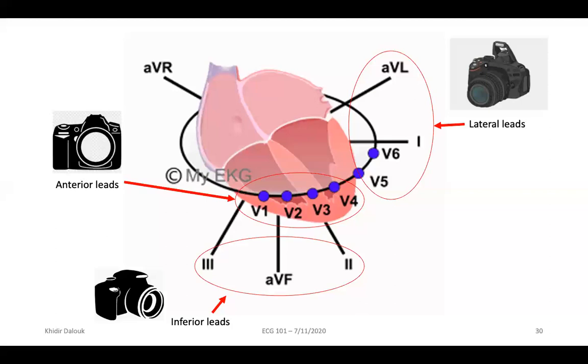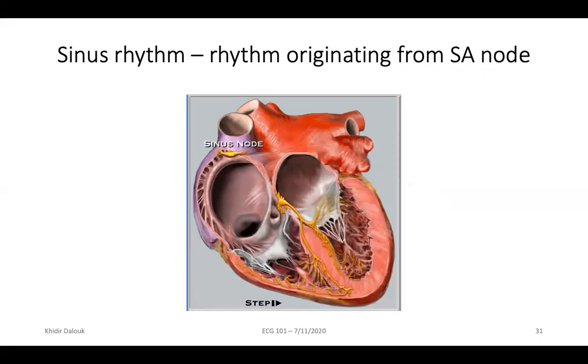An important concept to understand, and to keep in mind, is that if you're going towards a lead, this makes your potentials become positive. The QRS complexes or the P waves are going to be positive if you're going towards a lead. If you're going away from the lead, they're going to be negative. This video will show the activation wavefront.